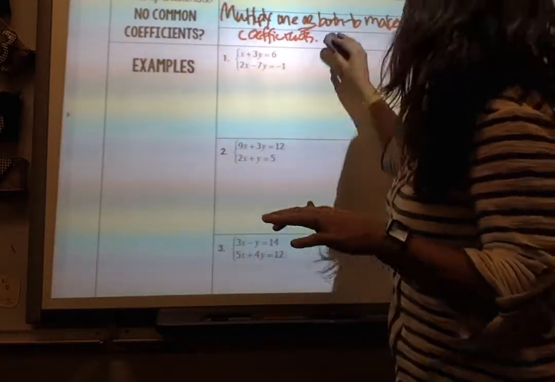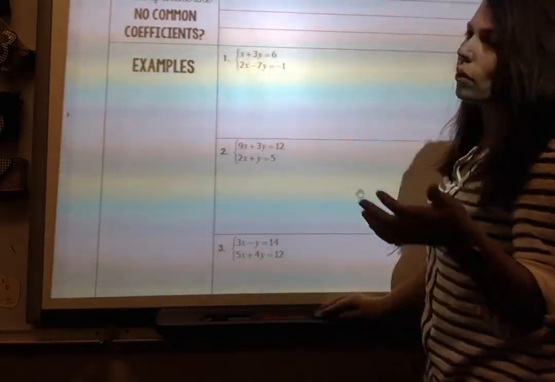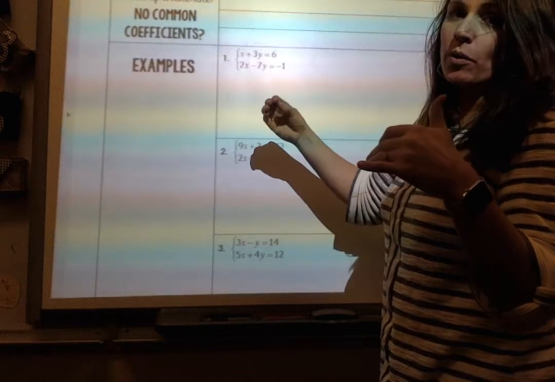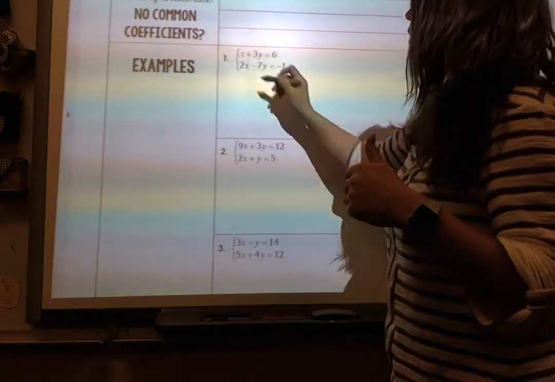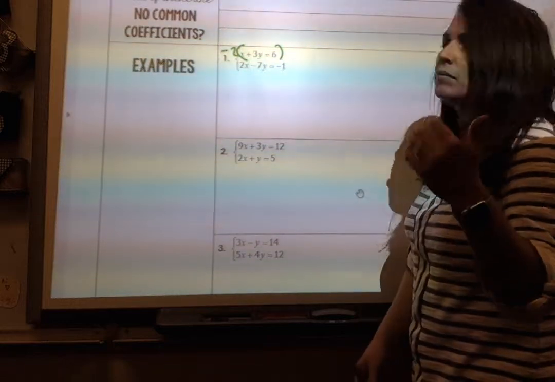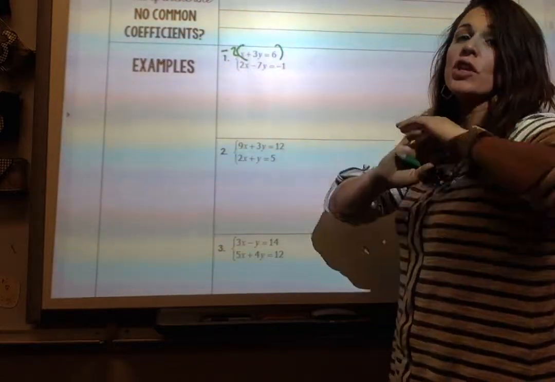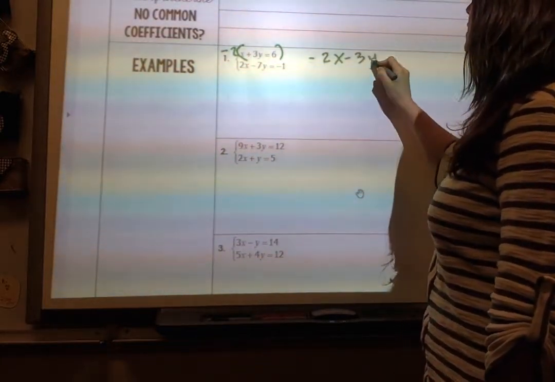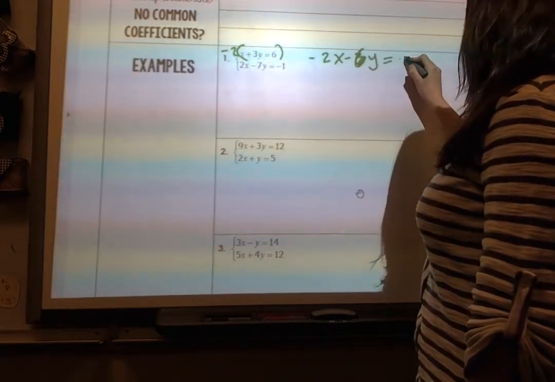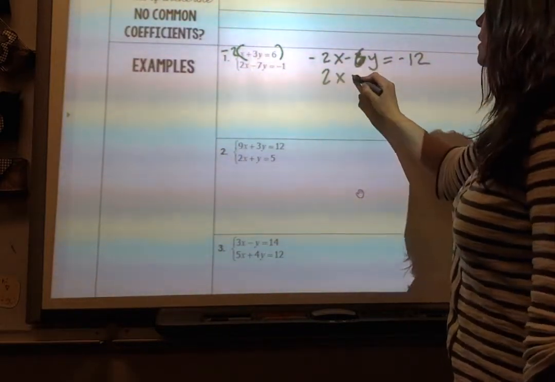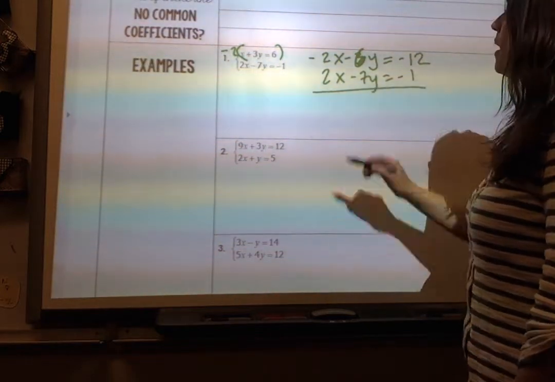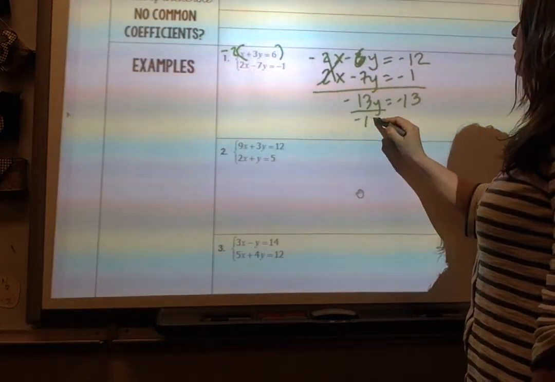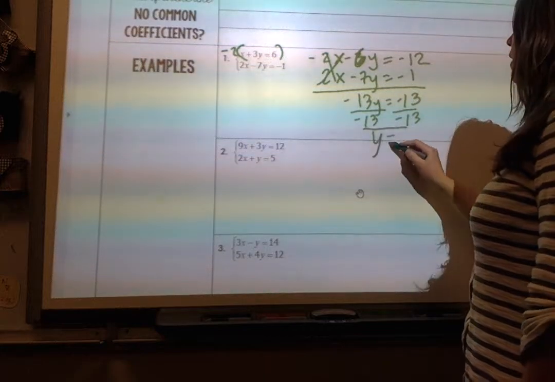All right, so on number one, remember there's always an easier way to do it. I see that this is 2, and I want to reduce my workload. So if I multiply this top one by -2, then I can get them to cancel out. Remember, to manipulate an equation, you have to do the same thing to the whole equation. So I rewrite this one and get -2x minus 6y equals -12. I keep the bottom one, which I did not manipulate. Now my 2's cancel out. I'm left with -13y equals -13. Divide both sides by -13, and I get y equals +1.